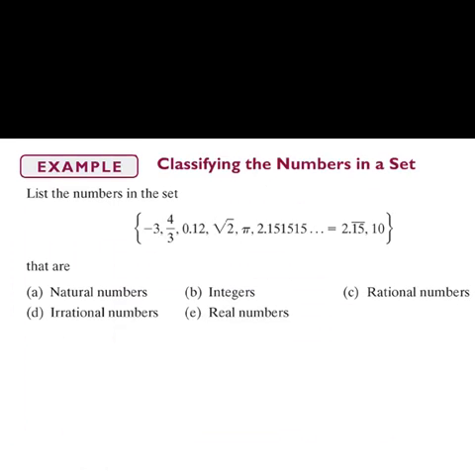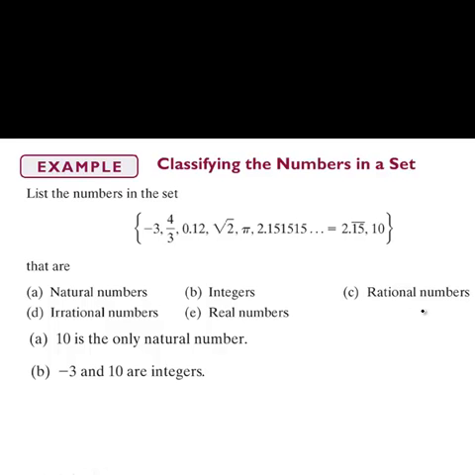All right. So here's a quick example. You've got the set of numbers. Which ones are the natural numbers? All right. Well, those are numbers that you can count with. For example, 10. That would be a natural number. Okay. What are the integers here? Well, we've got a -3. That's an integer. And 10 is also an integer.